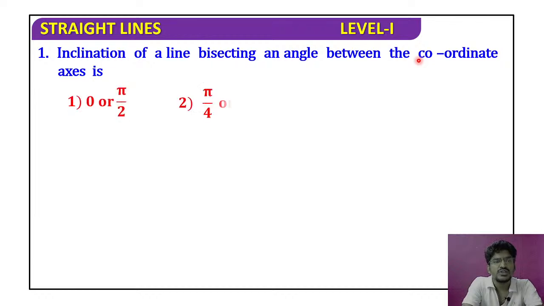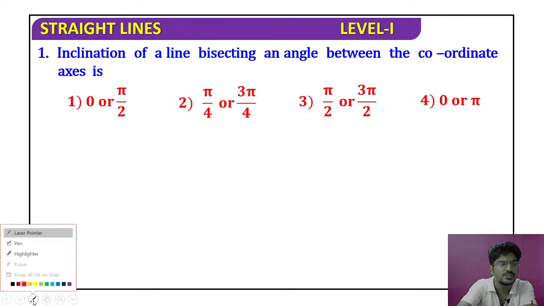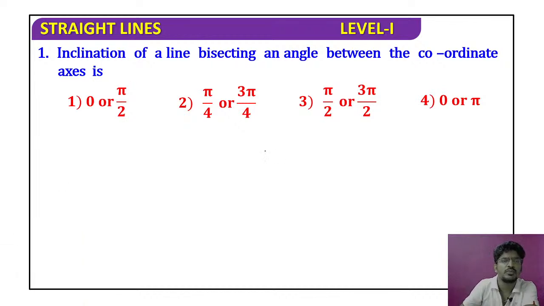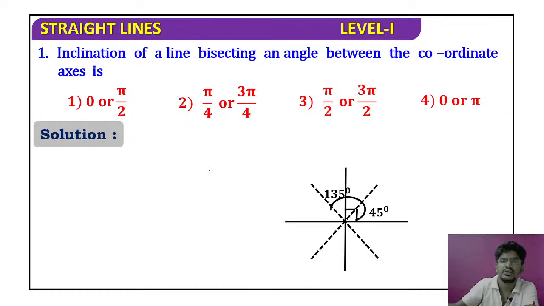So see the options are 0 or pi by 2, pi by 4 or 3 pi by 4, pi by 2 or 3 pi by 2, 0 or pi. So these are the 4 options. First, how much you understand the problem will define how you are going to solve it. So first you understand the problem very clearly and draw the diagram, then only you can understand it. Clear?